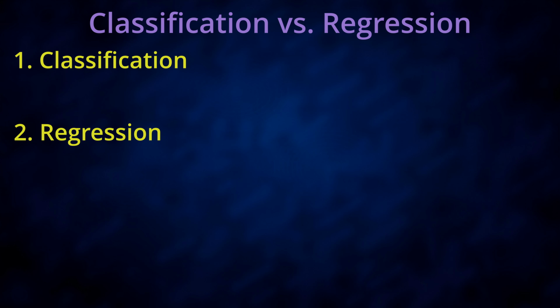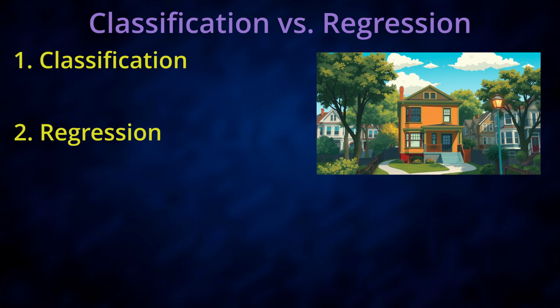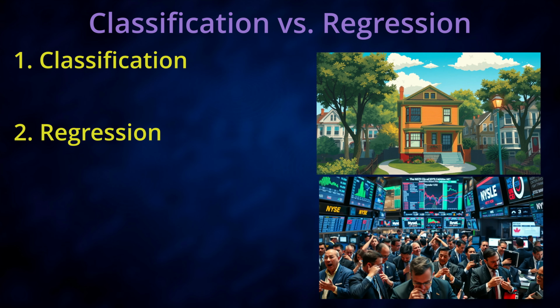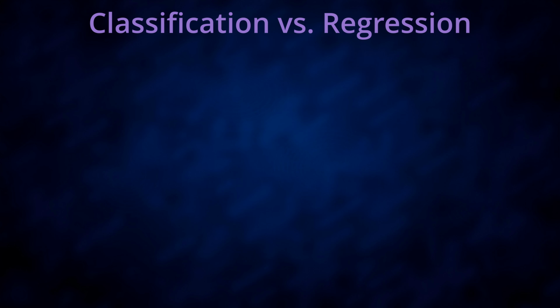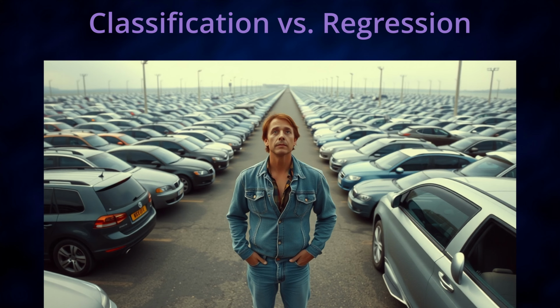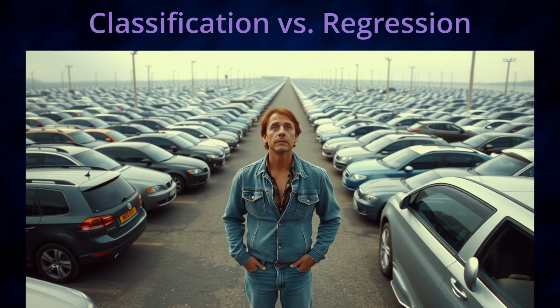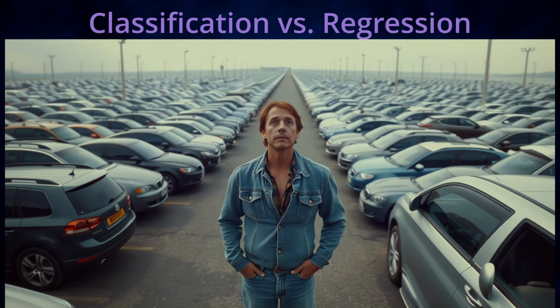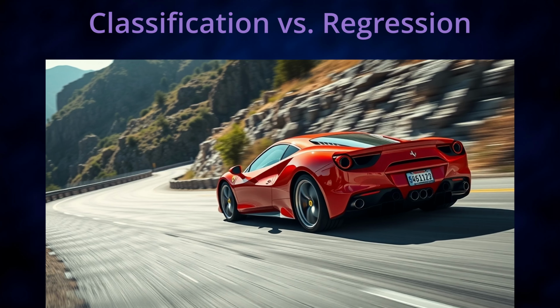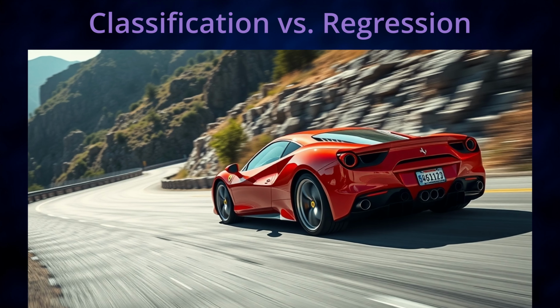Regression predicts continuous values. Examples: house prices, weather, temperature, stock price trends, fuel consumption. Real-world example: predicting the price of an Uber ride before you book. Distance, time, demand, traffic predicts price.